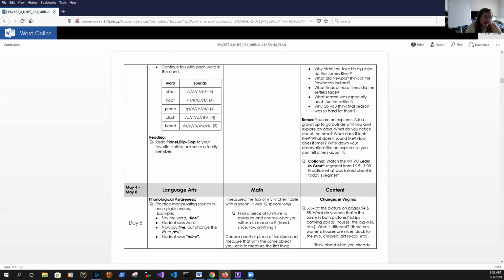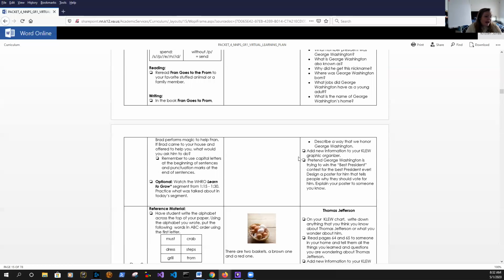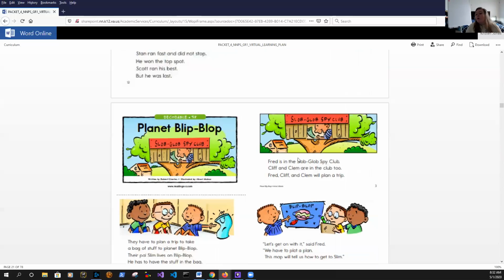The next item is reading, and it says read Planet Blip Blop to your favorite stuffed animal or a family member. So I'm going to go ahead and find that. I will read it once to you, but then you need to read it to either your favorite stuffed animal or a family member at home.